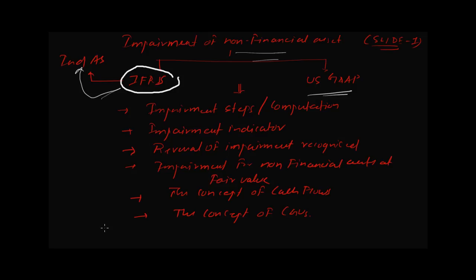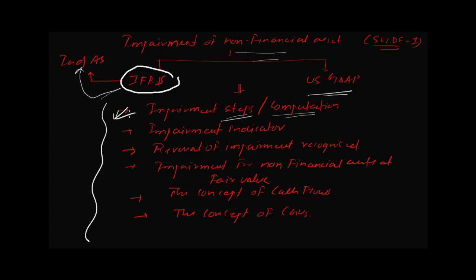So the first thing we will discuss is the impairment steps or the computation. Like all of us know, there are steps on impairment, like we compute some fair value, we compute value in use. We will discuss what's the difference between IFRS and the US GAAP in terms of impairment computation. The second, impairment primarily based on certain indicators. So we will discuss the impairment indicators that are different in IFRS and in US GAAP.